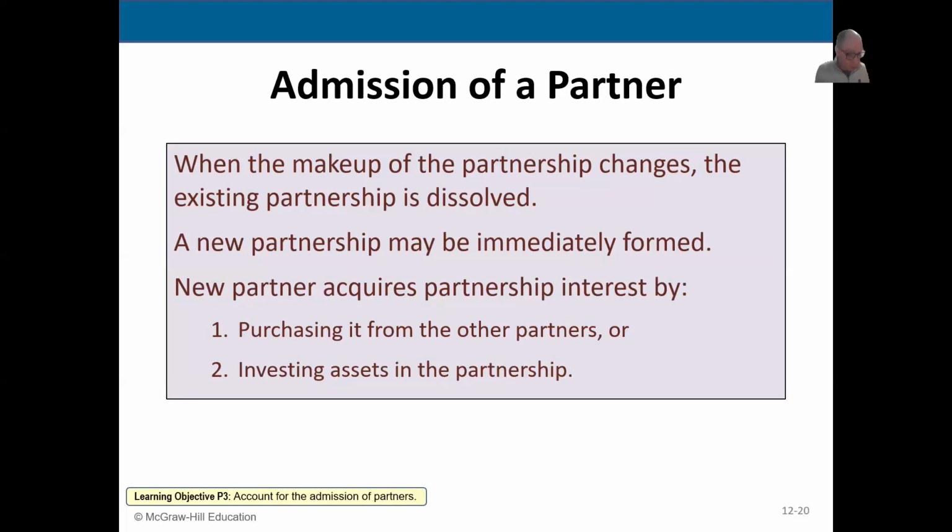We already have Kayla. We already have Hector. New person wants to join them. Great. So let's admit them. We have to, of course, dissolve the existing partnership because we got to create a new one. We had 2 partners. Now we're going to have 3. Can't run the business the same way. So we dissolve the partnership and create a new one. It could be formed immediately. Absolutely.